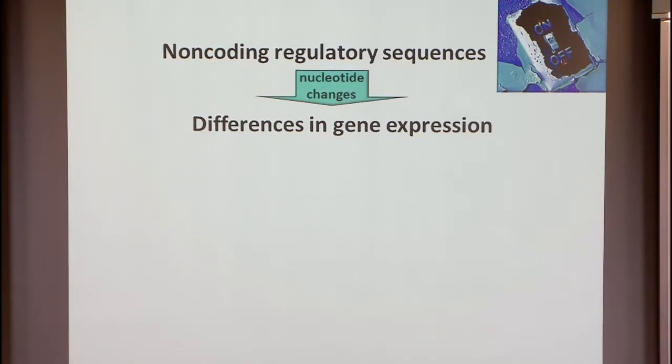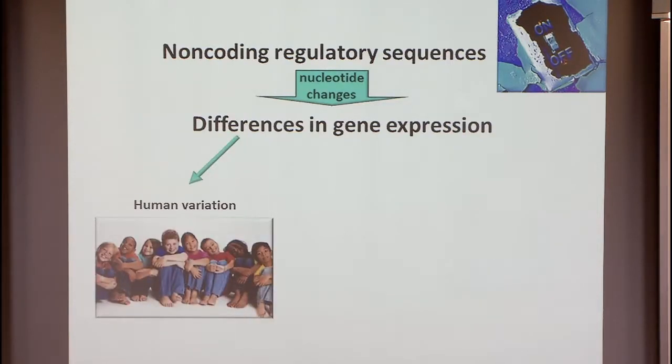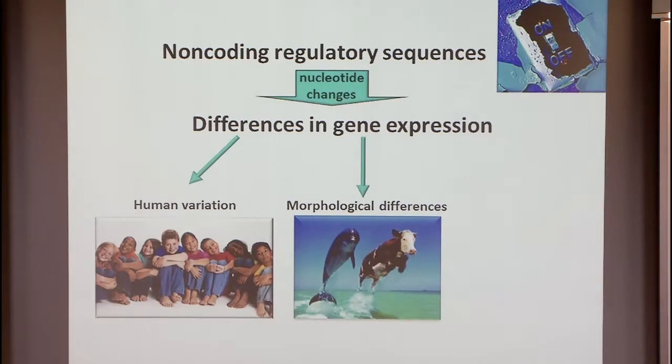Well, if you have nucleotide changes in these switches that tell the genes when to turn on and when to turn off, that could lead to differences in gene expression. Those differences could lead to phenotypes like human variation between people and morphological differences between species. If you compare humans to chimps, there's not a lot of differences in protein coding sequences, but the main difference is probably due to regulatory differences. So finding these switches and the changes in them can lead us to a better understanding of how this happens.